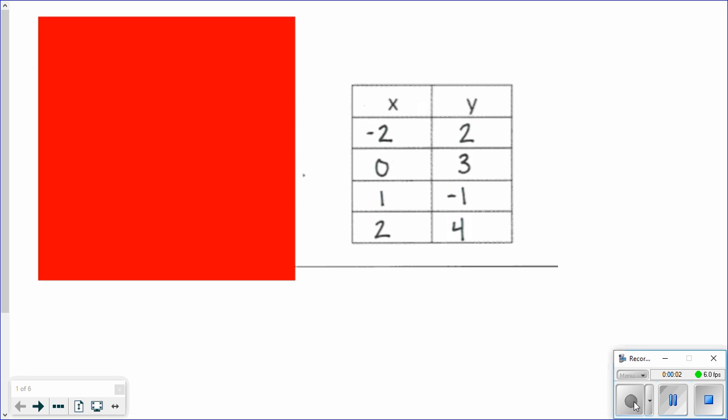Using your flipbook, the top left flap says Table Function. Go ahead and open that up, and you have a blank table, and I want you to fill in these x and y values in your table.